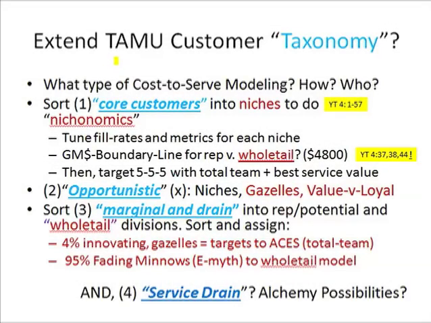Hi, in this slide I'm starting to use some color coding to help me get through this thicket. In this kind of blue color, I will use Texas A&M terms. So what's the taxonomy for Texas A&M? They talk about four quadrants: core customers, opportunistic customers, marginal and drain, and service drain. I've blended in with that some red terms which take their ideas and extend them further. They've not bought into this, but this is basically Bruceology kind of stuff.